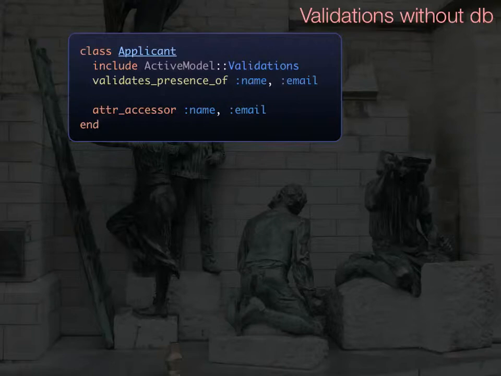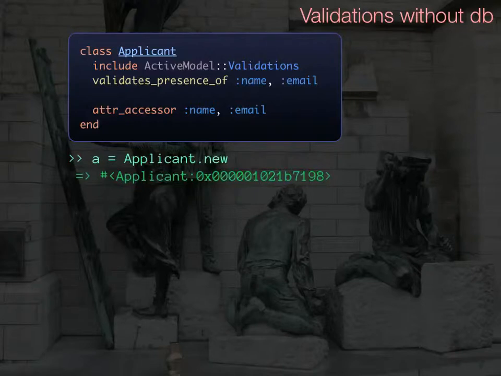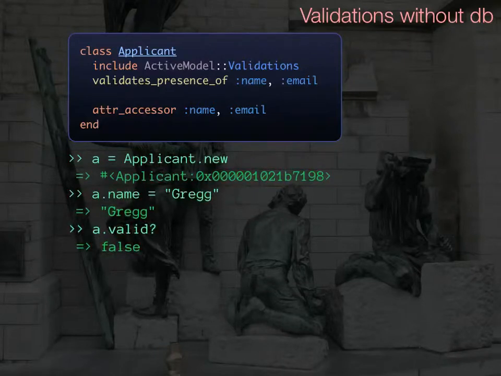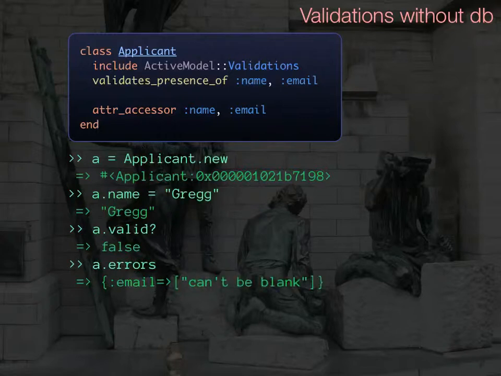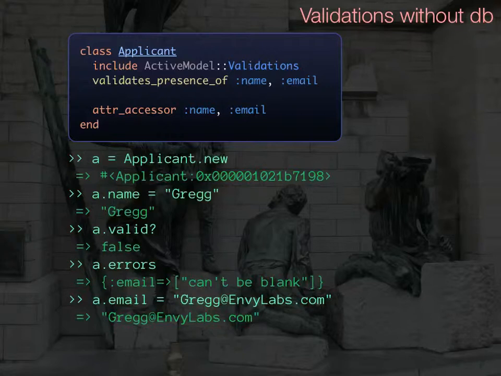Now if we go into the console and start interfacing with this class, we can set the name. We can check to see if it's valid yet. It'll return false. We can view all the errors currently for this object. If we then set the email address and check to see if it's valid again, it's going to return true.